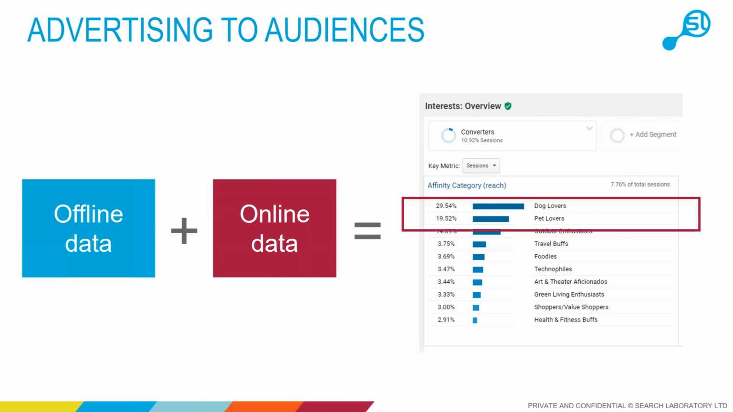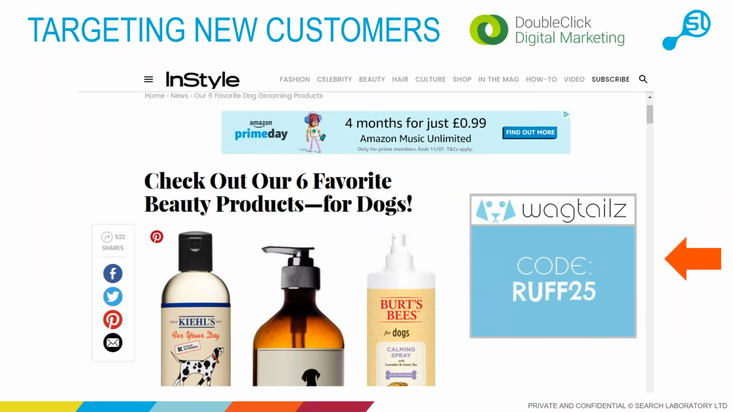So now we're going to look at how audiences can be used as part of your advertising campaigns. With 360, you have the ability to combine your online and offline data to get a good understanding of your customers, so what they buy, what they enjoy, what their browsing habits are like. And through 360's integration with DoubleClick, we can take these audiences and apply them to your display campaigns.